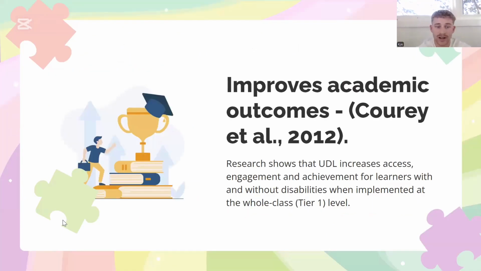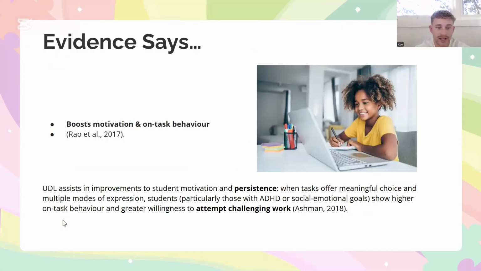When embedding UDL guidelines into things like mathematics, instruction improved both conceptual understanding and participation for students with learning difficulties compared to traditional instruction. Classrooms using UDL strategies such as flexible representation and student choice saw measurable gains in academic performance and self-efficacy across students with dyslexia, ADHD, and those working above year level expectations. UDL also assists in improvements to students' motivation and persistence.